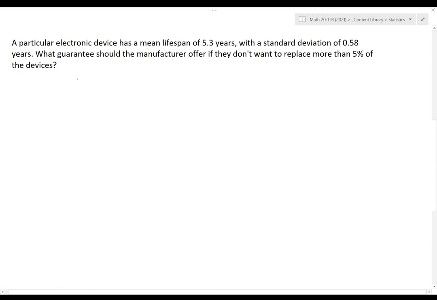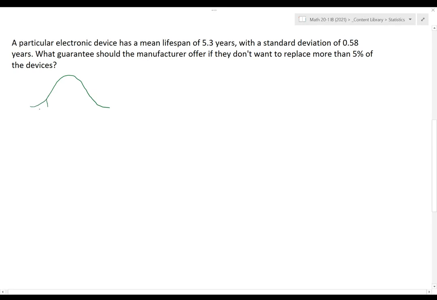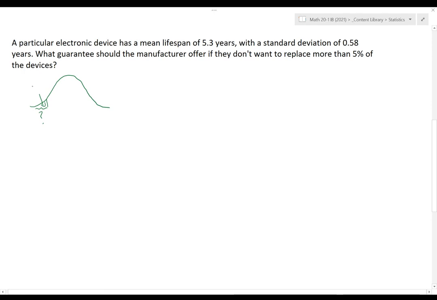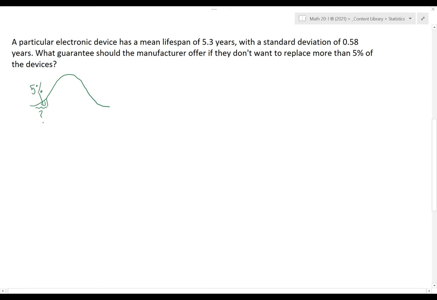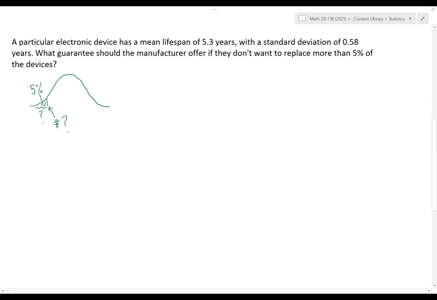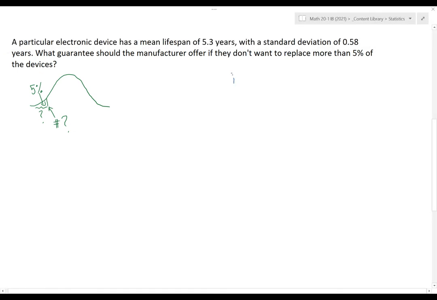So in other words, if there's a normal distribution of how long these devices last, they're going to replace some at the bottom end here. And they don't want that to be more than 5%. So we want to know what number goes there. What guarantee should they offer? And this is where we use the inverse normal feature of the calculator.